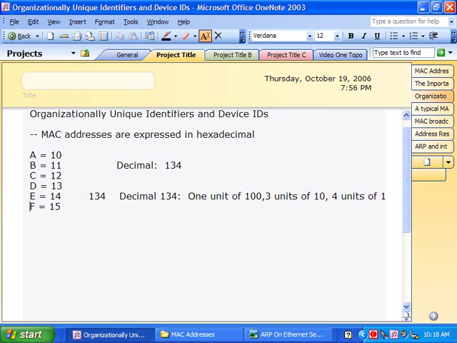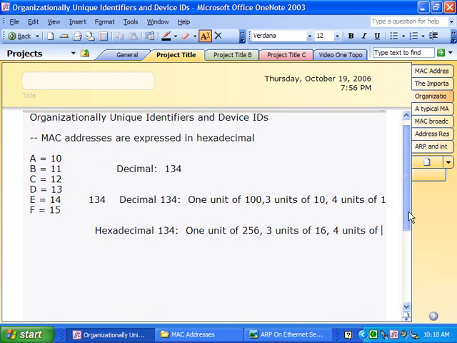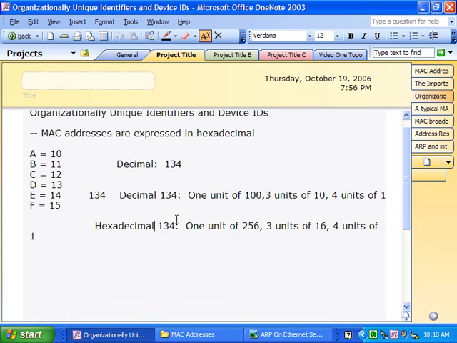Now the hexadecimal character is going to be a little different. If you were presented with the hexadecimal 134, that actually means we have 1 unit of 256, 3 units of 16, 4 units of 1. Where did I get that from? Again, we're using base 16 here instead of base 10, so we're going to go from right to left. When we look at a hex character such as 134, this is units of 1, this is units of 16, and this is units of 256, which is 16 times 16.